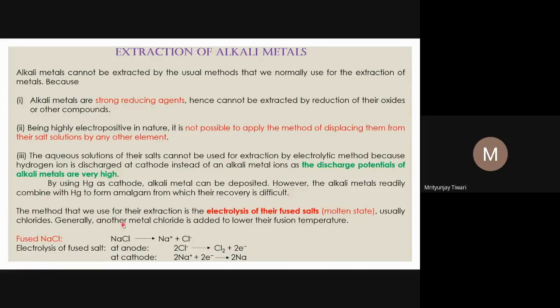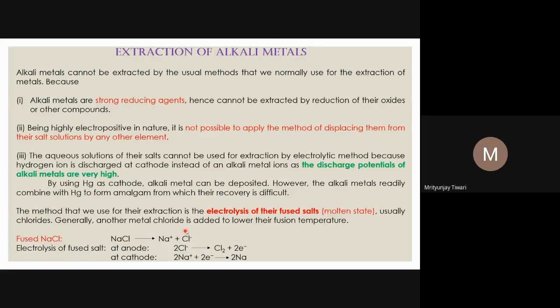Usually we use chlorides, and generally another metal chloride is added to lower the fusion temperature, because their melting and boiling points are usually very, very high. We have seen it when we studied ionic bonds: their melting and boiling points are usually high. So we need to provide more and more energy to make them fuse. So we add certain other metal chlorides to decrease their fusion temperature, so they can be melted at a lower temperature.